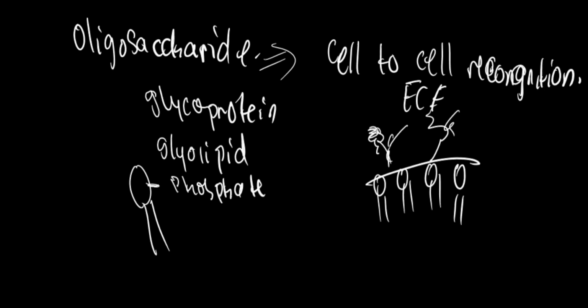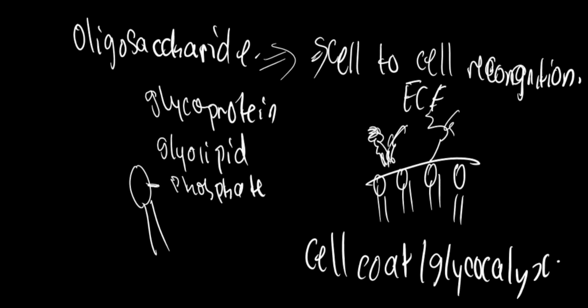Now, all of this oligosaccharide chain forms what we call the cell coat or the glycocalyx. They serve cell-to-cell recognition, and this is very important because the pattern of the oligosaccharide chain differs for different cells. Now, the immune system is able to use the pattern of this cell coat to determine when a cell is normal and when a cell is pathogenic.